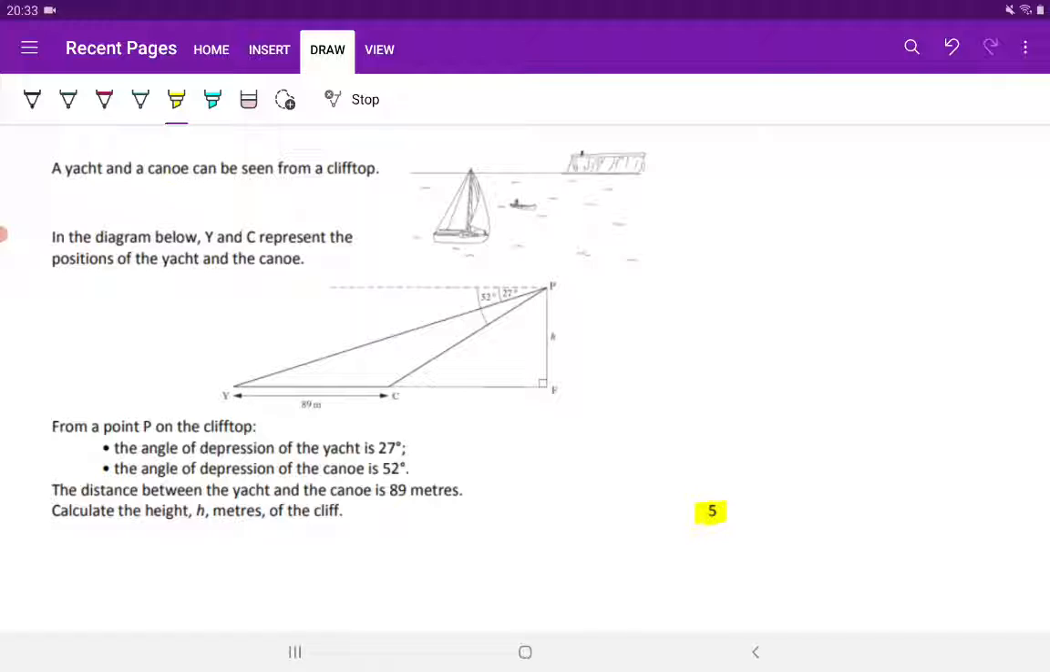This is one from a credit paper a few years ago, and here we're talking about the angle of depression. So it's looking down from a cliff top to 2 yachts. We've been asked to calculate the height of the cliff. So we have 2 triangles. We have this slanted triangle here, I guess you would call it.